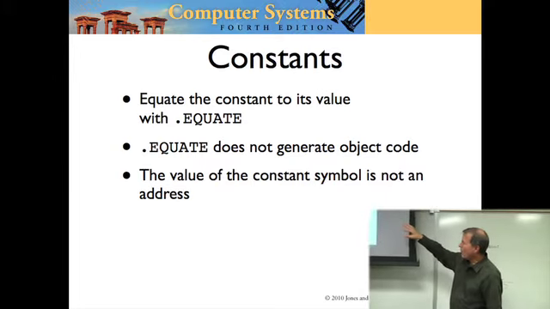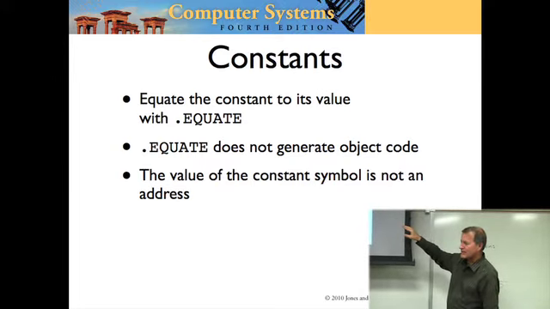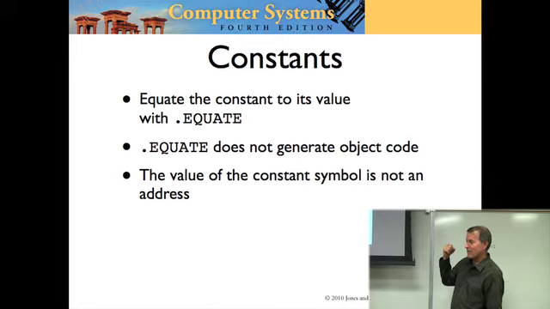So what the dot EQUATE command does is it has to have a symbol in front of it, but dot EQUATE does not generate any object code. It changes how the symbols are interpreted. What it does is it equates the number after it to the symbol, and no object code is generated.